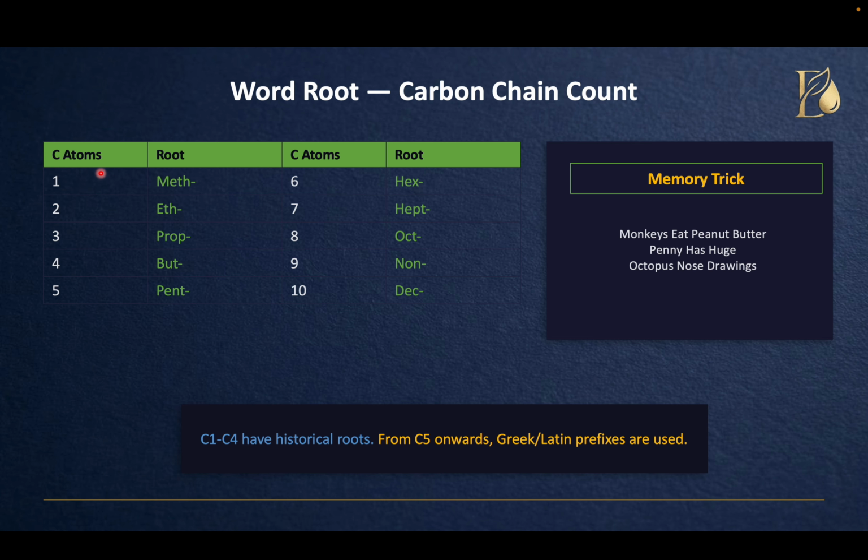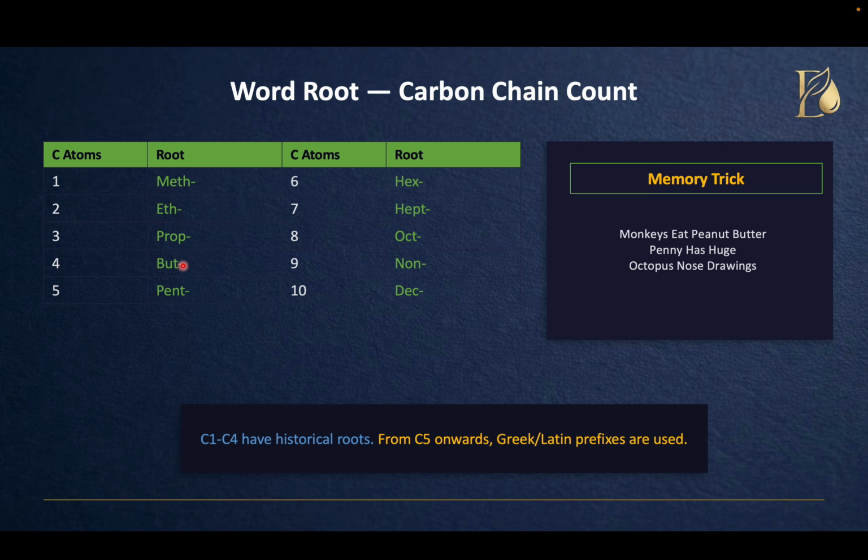If the number of carbon atoms is 1, we use meth. If it is 2, it is eth. If it is 3, it is prop. If it is 4, it is but, then pent, hex, hept, oct, non, dec. So I have given up to 10, which is important at the beginner level.